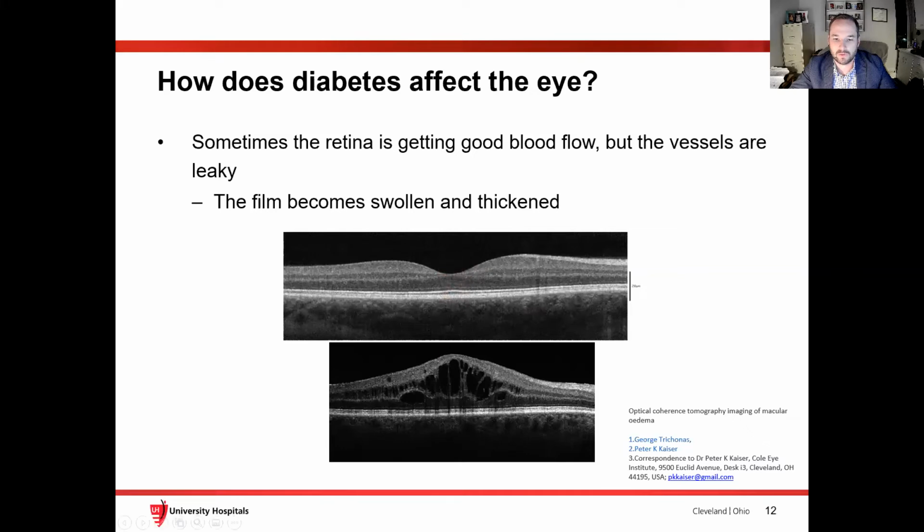And you can see in this picture below how it's all swollen and filled with fluid. This person has leaky blood vessels, and because of that, that fluid from blood is building up and causing those layers to be swollen. And you can imagine that's pretty distorting to vision.